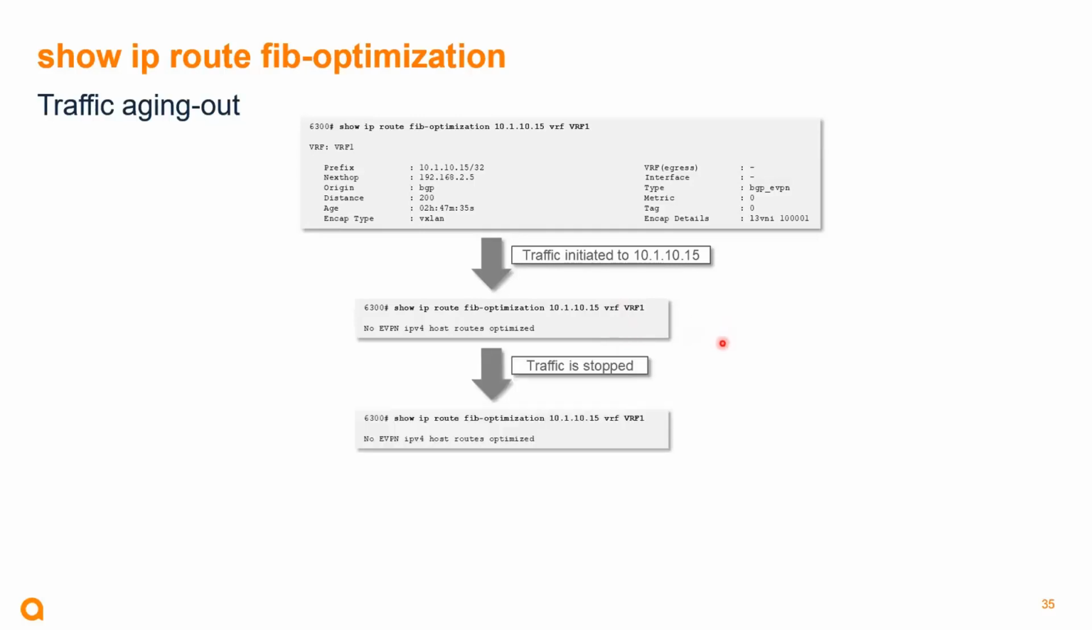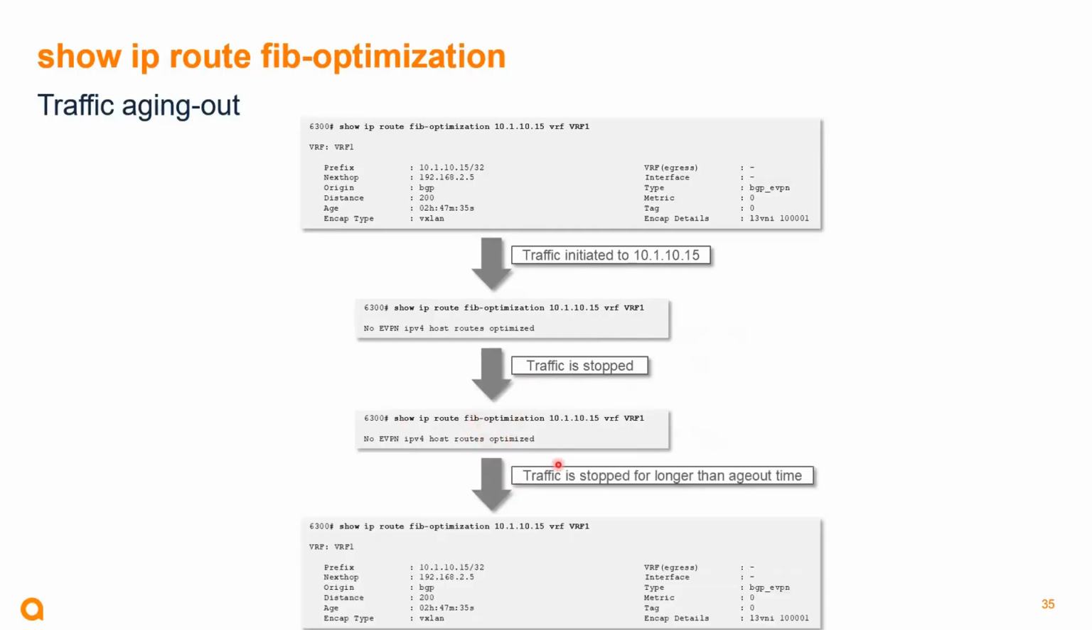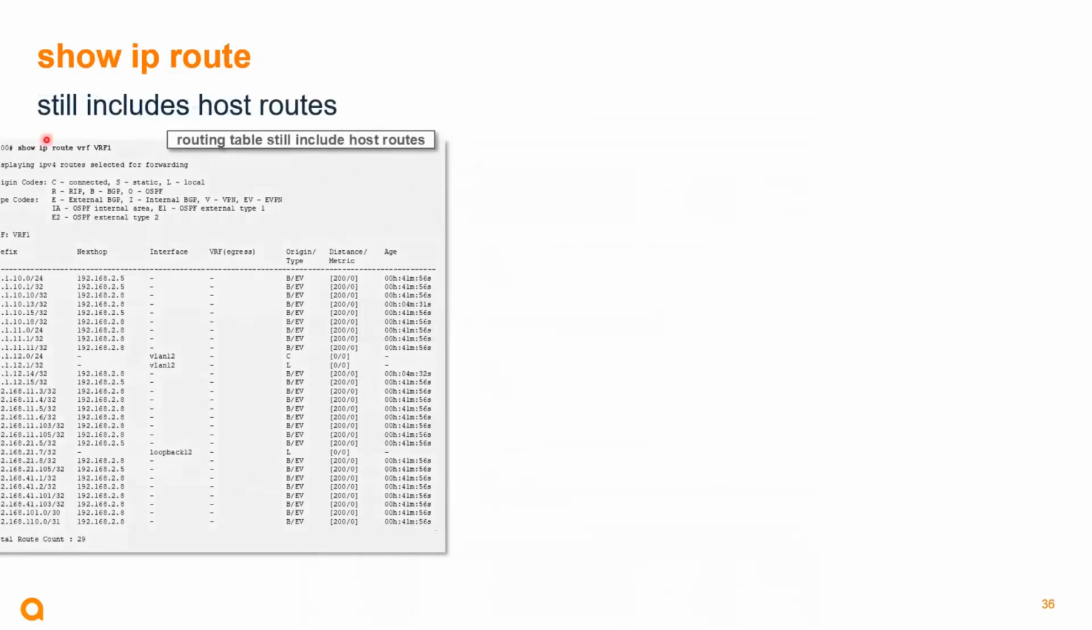Next, let's imagine the traffic to that destination is stopped. You still do not see any optimized route because you have the timer. After the traffic has been stopped for a time longer than the edge out time, you will get that information back in that command. If we do a show IP route, which includes host routes, this can be perceived as misleading, but we'll work that out in a future release: you can still see those /32 entries in the IP routing table, even if they are not in the ASIC.